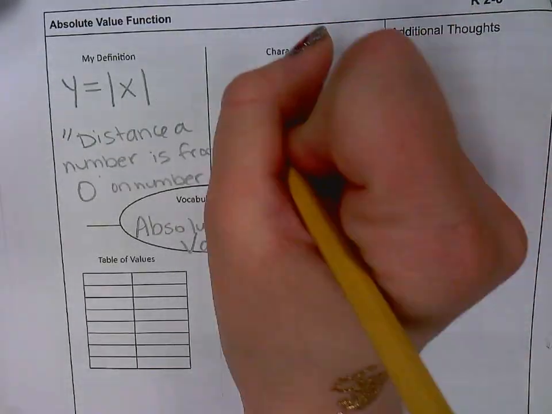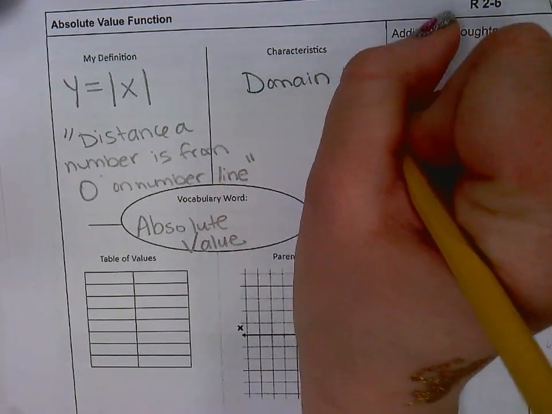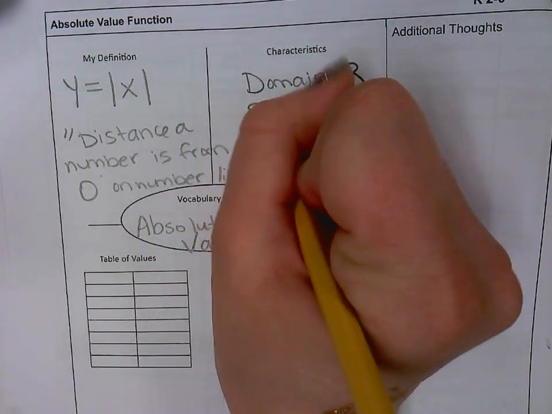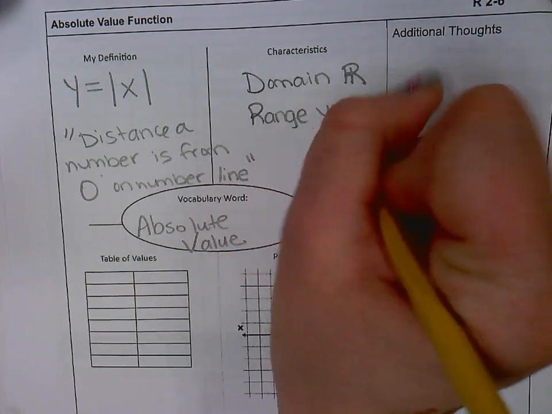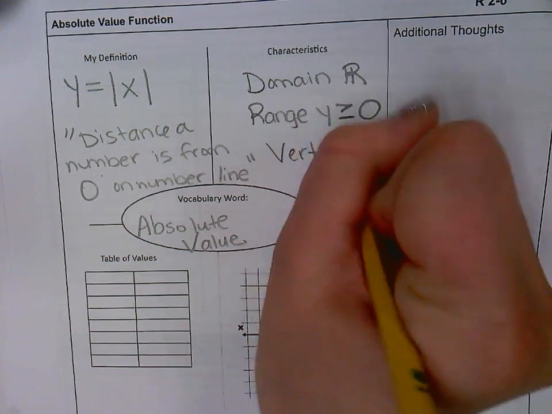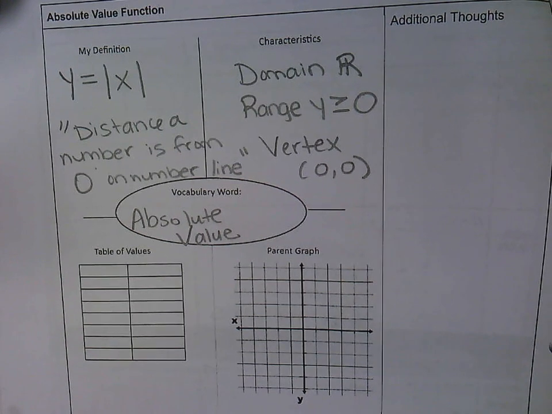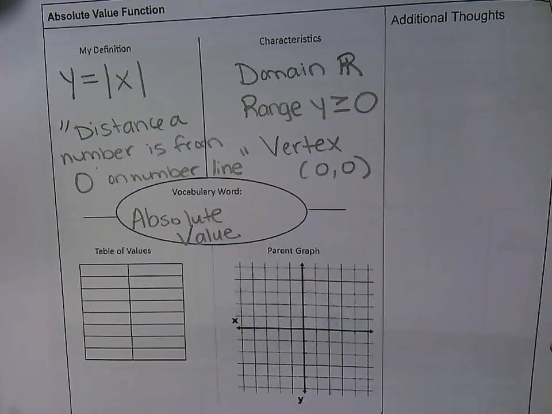Characteristics. I want you to put the domain and range. Domain is all real numbers. The range is y is greater than or equal to 0. And it has a vertex. So I want you to write down that its vertex is at 0, 0. The vertex is that special point that we're going to shift up, down, and around. Those are characteristics about absolute value.